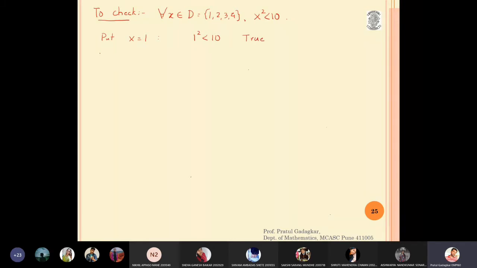Put x equal to 2, put x equal to 3, and put x equal to 4. So 2 squared is also less than 10. This is true. 3 squared is also 9, which is less than 10. This is also true. And 4 squared is not less than 10, because 16 is not less than 10. This is false. So for x equal to 4, this particular statement is false, right?